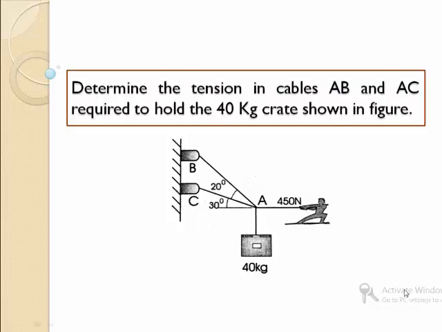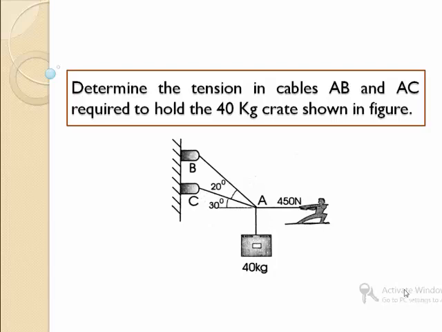This is the problem statement. Determine the tension in cables AB and AC required to hold the 40 kilogram crate shown in the figure. Here a crate is considered with the magnitude of 40 kilogram, which is supported by two wires AB and AC. Here a person is giving a force of 450 Newton, which is a pulling force to the crate.